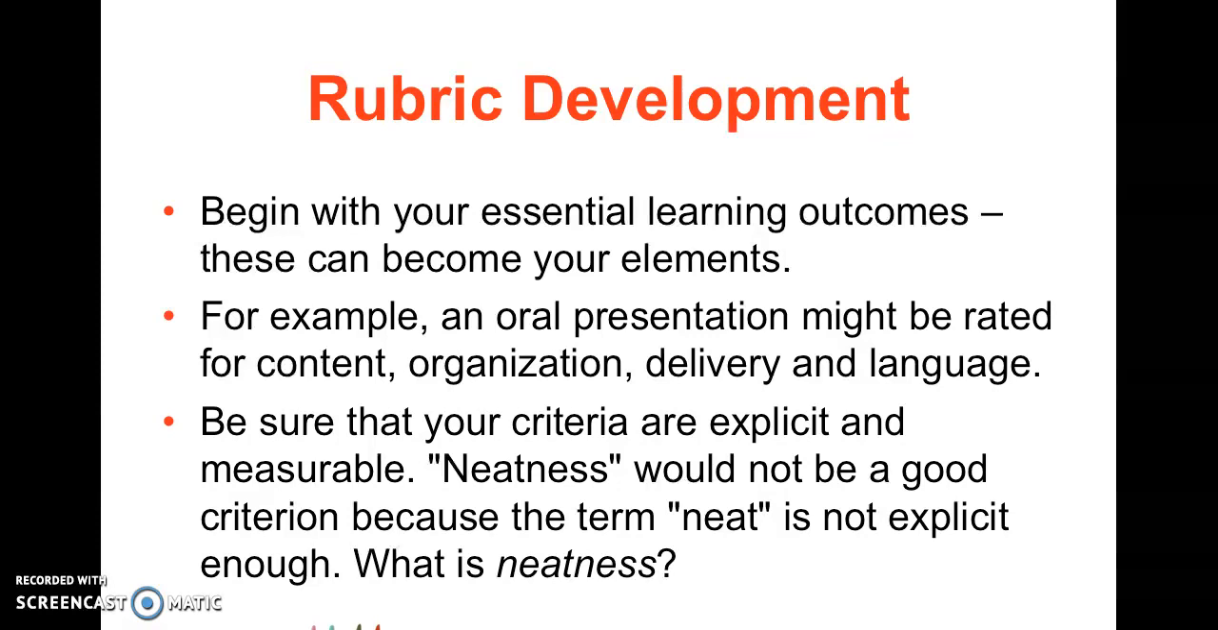Be sure that your criteria are explicit and measurable. Neatness would not be a good criterion because the term neat is not explicit enough. And what truly is neatness? And like we've talked about before, if you're in a standards-based or a standards reference school district, the fact that you would even put neatness on a rubric doesn't exist. The idea of taking behavior out of grading so that that grade actually measures their knowledge or their understanding is truly the most important part of a rubric.